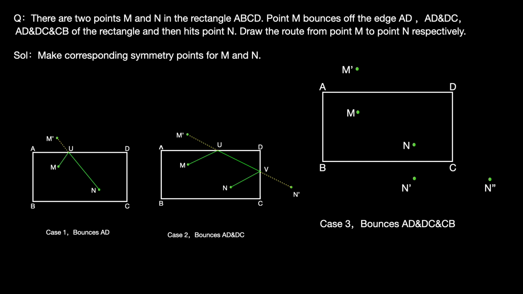Because the light path is reversible, for the endpoint N, the path has gone through 2 reflections off BC and DC. By connecting M prime N double prime and VN prime, we get the reflection points U, V, and W on each edge. Finally, by connecting MU and NW, we get the solution of case 3.